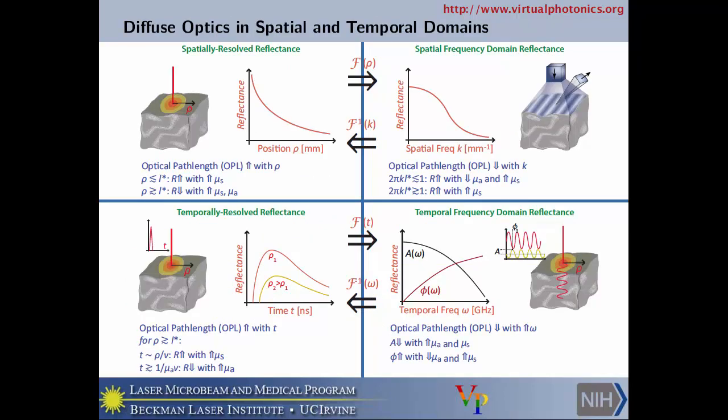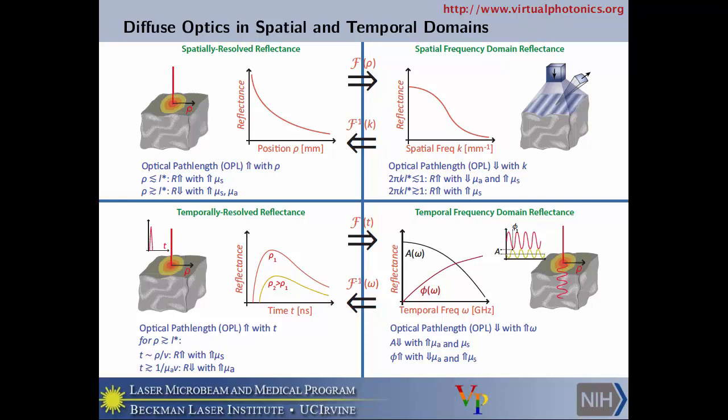So that's all I want to go through this morning. We're able to fill out this quad diagram, so to speak, for the rules of thumb for how optical path length and sensitivity to optical properties differ when you're looking at temporally resolved reflectance versus temporal frequency domain. Basically, at early times in temporally resolved reflectance, you're very sensitive to scattering but not absorption. And at very late times, you're sensitive to absorption but not so much scattering. And that's a good way of being able to separate the two.